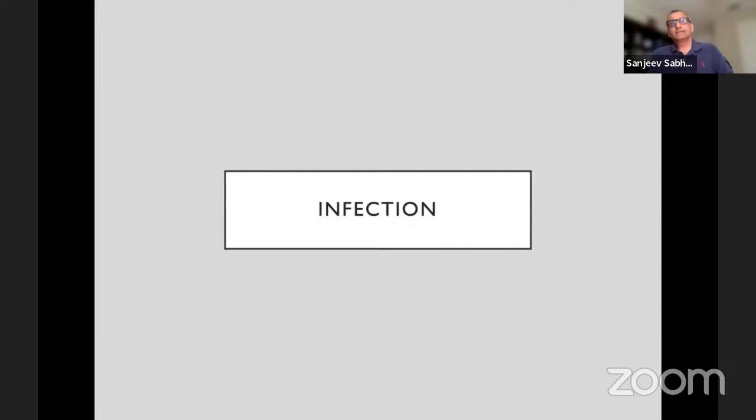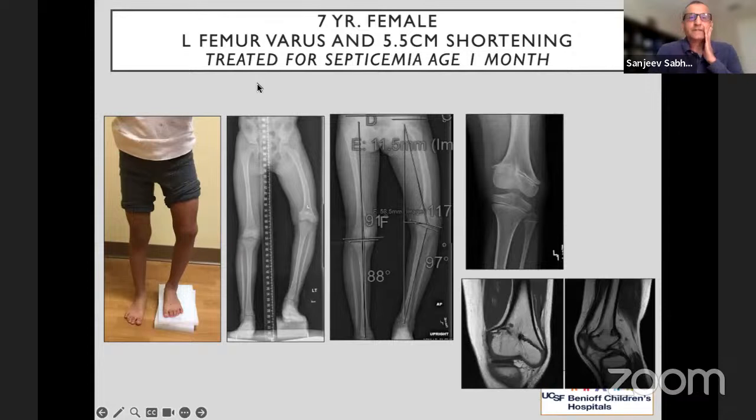So let's go to a case with infection. This is a patient I saw, a 7-year-old, who actually had not had any deformity correction, but as an infant, as a neonate, she had septicemia, I think meningococcal septicemia, which again is pretty classic for attacking the growth plates. So she is 7 years old when she presented, has left femoral varus, shortening of about 5.5 centimeters, no more infection.